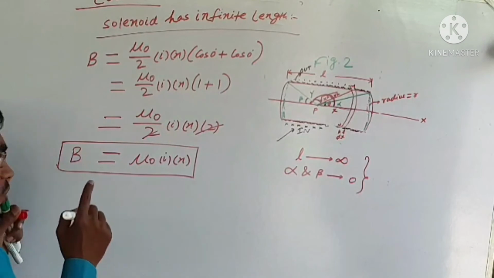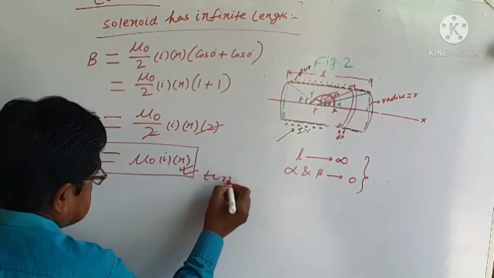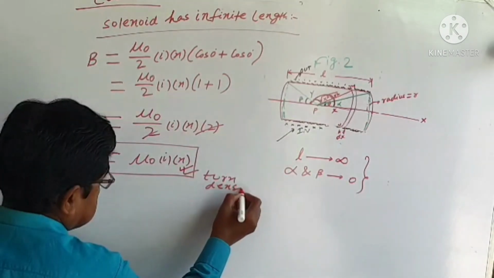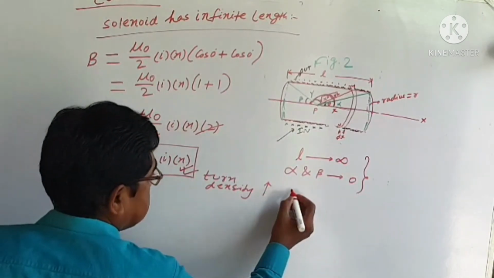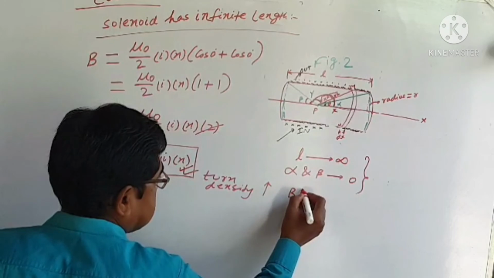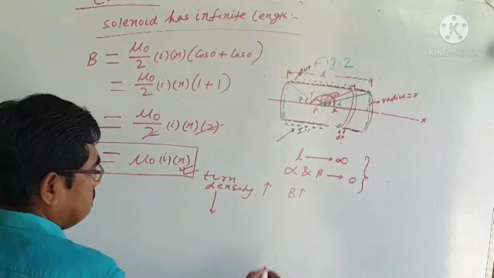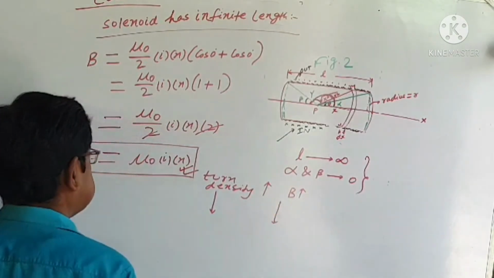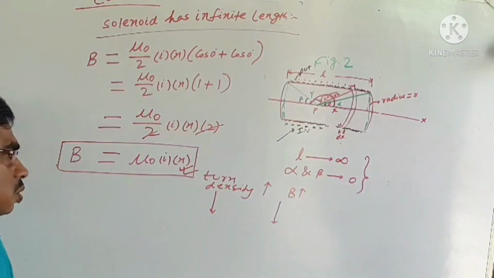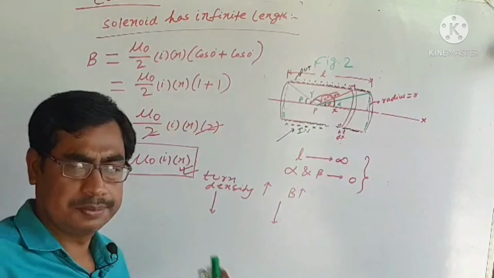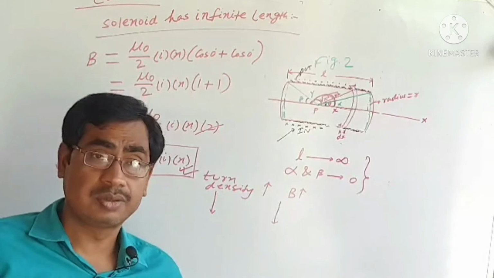What we observe here is that if the turn density is in ascending order, then the magnetic field intensity is also in ascending order, and when it is in descending order, then it is also descending. So, this formula is very important, and you should always remember it. Okay. And there is another case too.